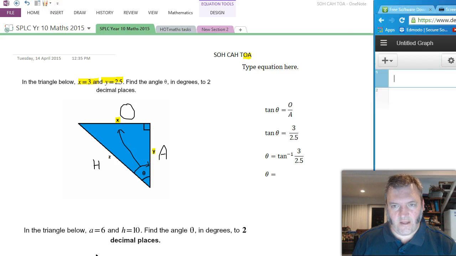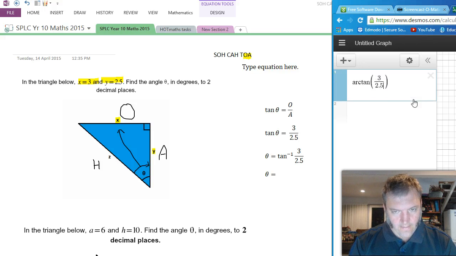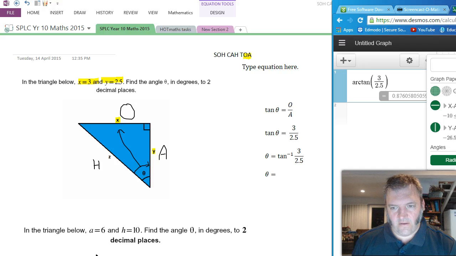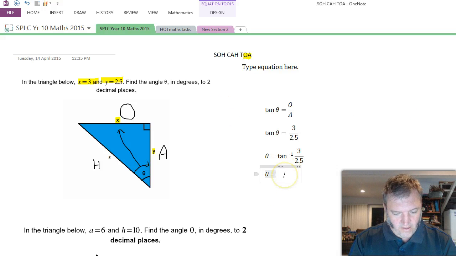Go to your trusty calculator. In this case for me, it is Desmos. The arctan of that is in radians. I want to change that to degrees. So I just change my setting to degrees, and you get 50.19. So to two decimal places, 50.194, so that's 50.19 degrees.